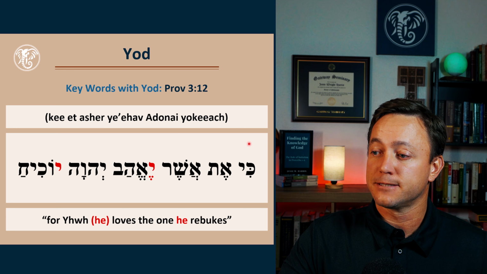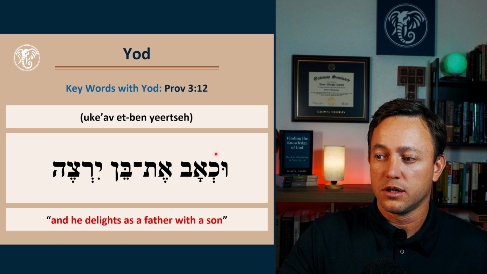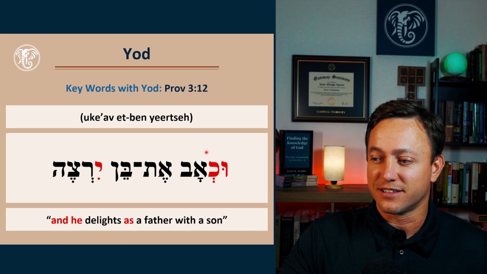So let's finish this verse here. And this again drives home the idea of just the goodness and the love of the Father in heaven. So we have here, U ke'av et ben yirtzeh. All right, what does this mean? Well, again, we have another variation of that and word, u. So u and ke'av. So three words here, all mashed together.